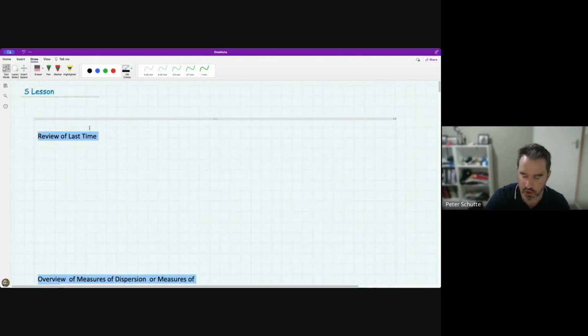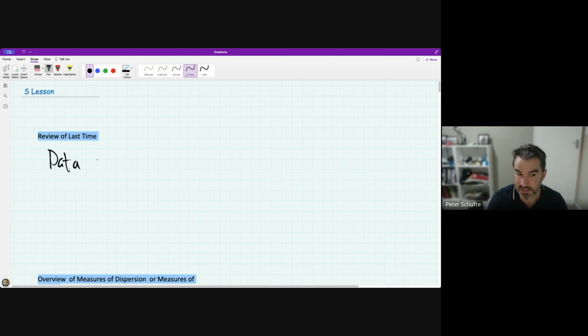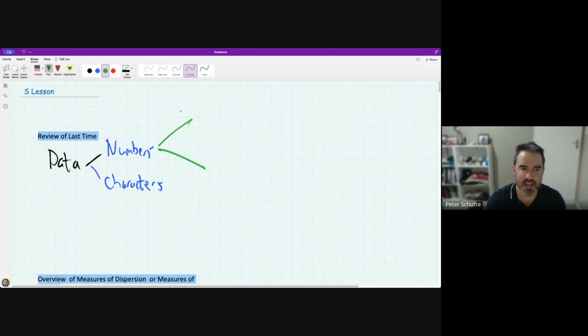Let's just, before we start, take a quick walk down memory lane and see what we did last time. So last time we spoke about data, and we spoke about the fact that data comes as numbers, or it comes in characters, or words, sometimes we can say. And then the main data types for numbers that we talk about are discrete data and continuous data.